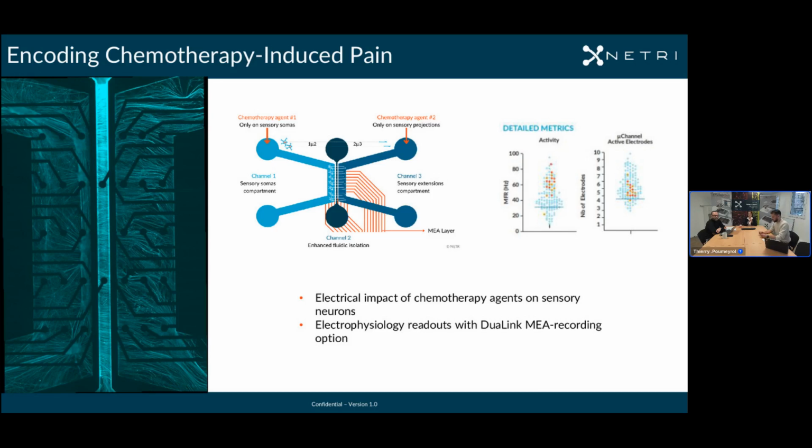I put an example next to the cartoon of the representation of the DuaLink MEA, of the activity that has been recorded on our chip with sensory neurons, and how we assess the quality of our model, of our chip, before applying any compounds or treatment for testing.